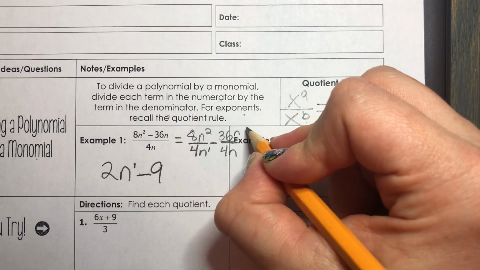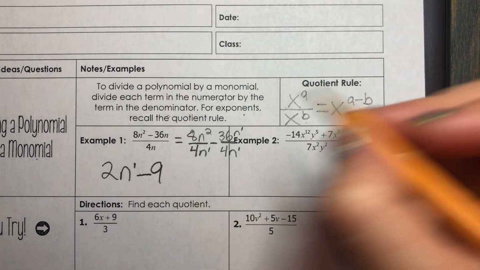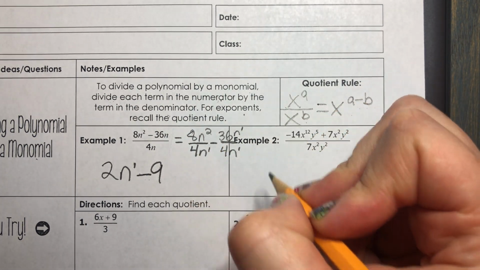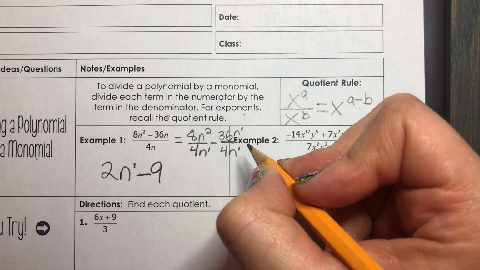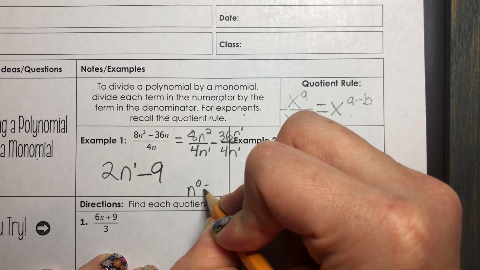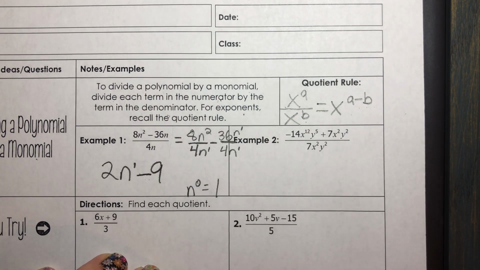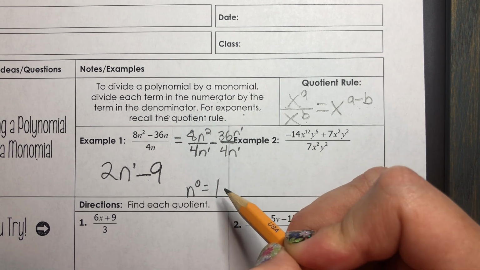And since we don't see an exponent, we're going to assume that each of these n's have a 1 after it, just like we did down here in the first part. Now, if you take 1 minus 1, obviously you get 0. So anything to the 0 power is 1.